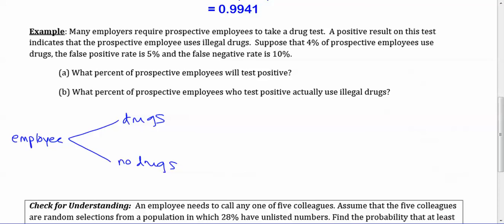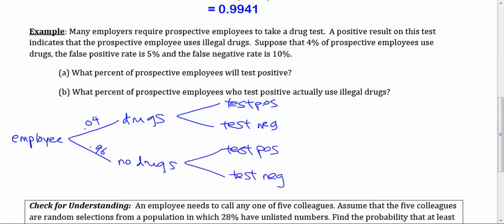Now we are assuming that 4% of them use drugs, which means that 96% of them do not use drugs. Now this employee, whether or not they use drugs, is going to take a drug test, and one of two things is possible. Either they will test positive or they will test negative for using illegal drugs.